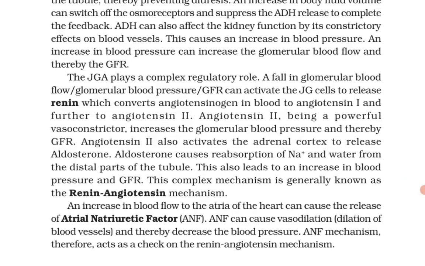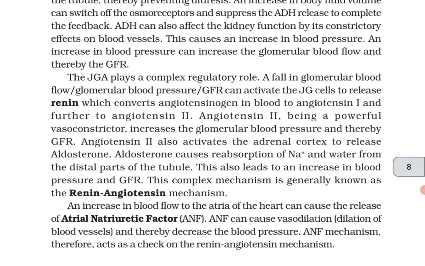A fall in GFR, a fall in glomerular blood flow or glomerular blood pressure can activate the JG cells to release renin, which converts angiotensinogen in blood to angiotensin I and further to angiotensin II. Angiotensin II, being a powerful vasoconstrictor, increases the glomerular blood pressure and thereby GFR.